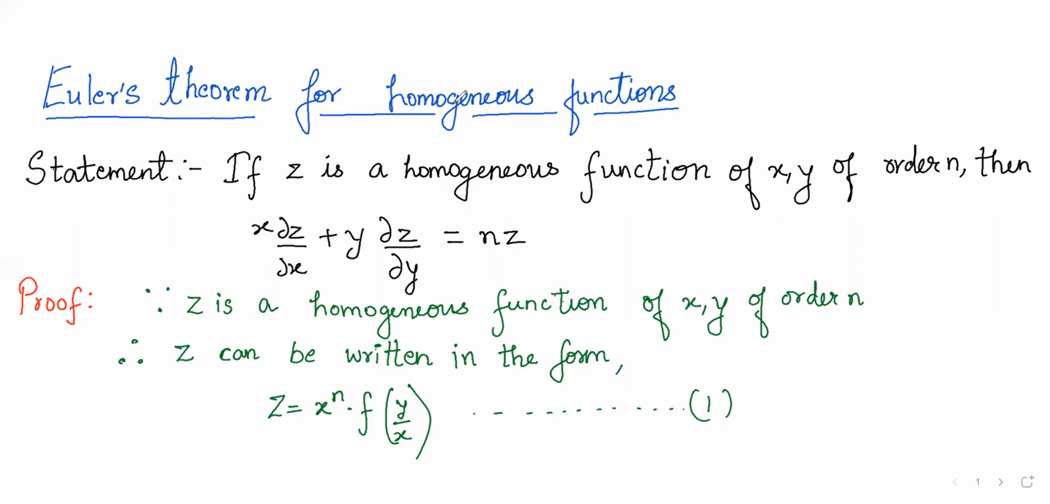Now we have taken the homogeneous function z in this form, and to prove this Euler's theorem we have to calculate its left hand side using this function, and that must be equal to the right hand side. So next we will take the partial derivative of z with respect to x and multiply with x, plus y times the partial derivative of z with respect to y. So we first have to find the partial derivatives.